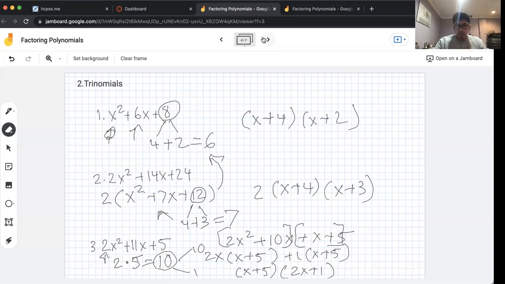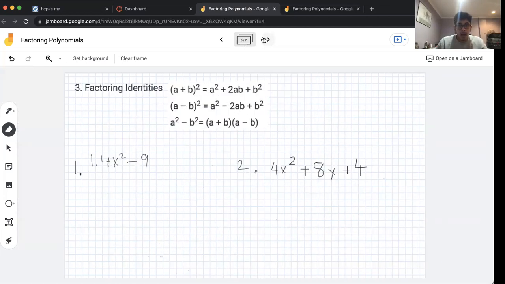All right, the next method of factoring: identities. As you can see with this chart here, we have certain identities. A plus B quantity squared is equal to A squared plus 2AB plus B squared. A minus B quantity squared is equal to A squared minus 2AB plus B squared. And A squared minus B squared is equal to A plus B times A minus B. So these identities help us solve these factors way more easily.